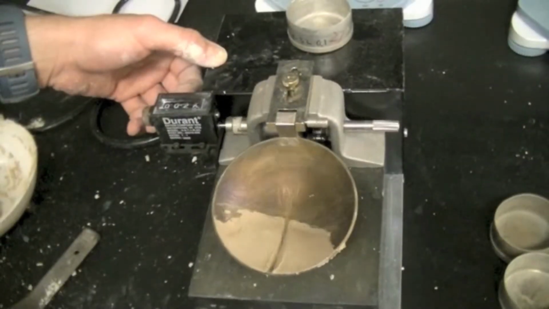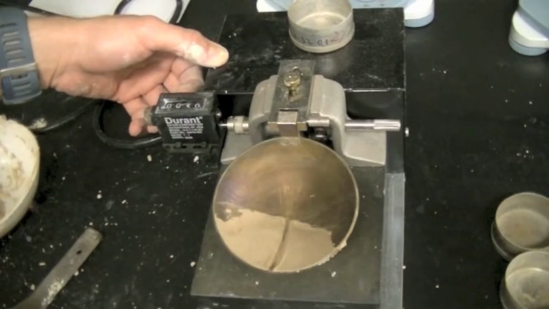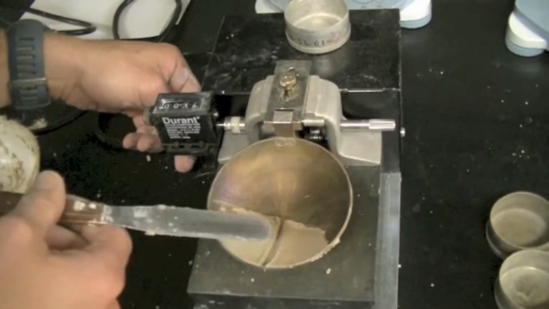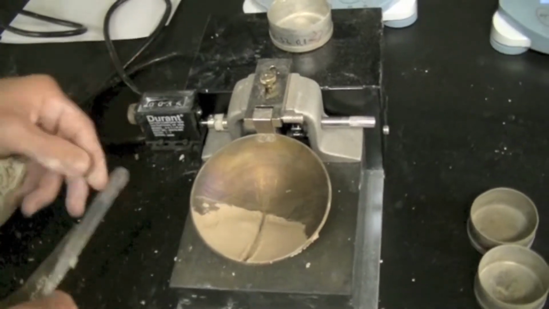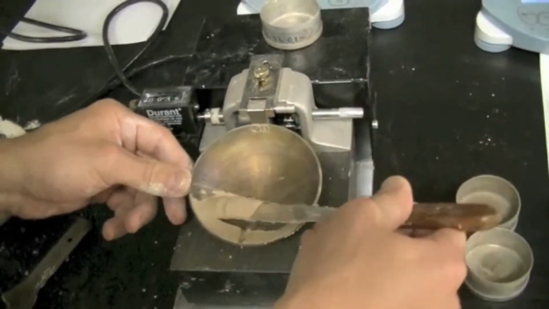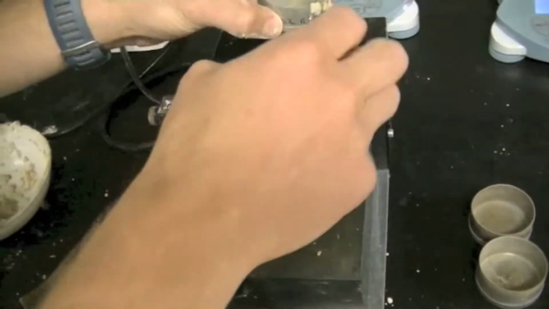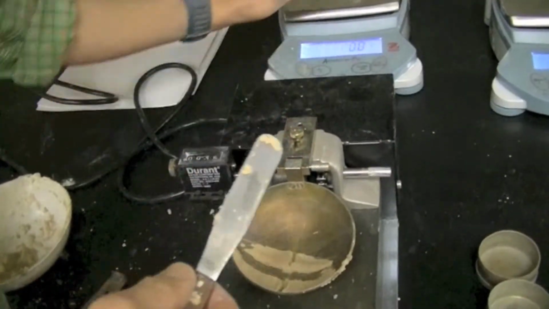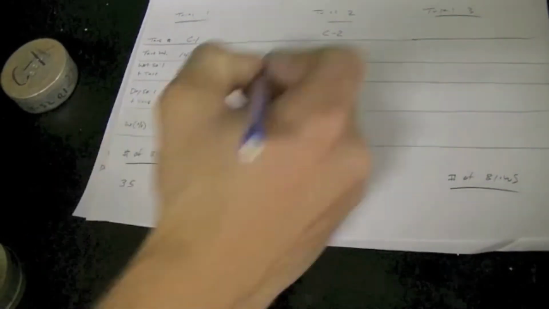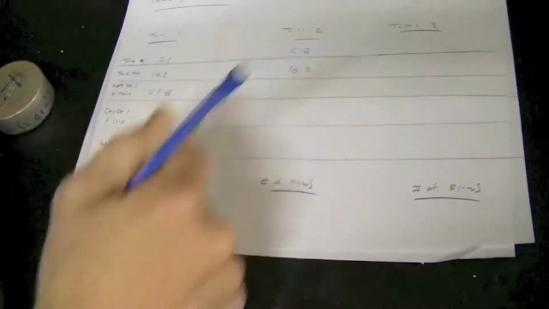Turn the crank, keeping track of the number of blows. Once a 13 mm gap has closed, stop the crank. 13 mm is approximately the standard width of a spatula. Cut the soil out with the spatula and transfer it into a tin. Weigh the tare, then weigh the wet soil plus the tare, and oven dry this sample at 110 degrees Celsius.